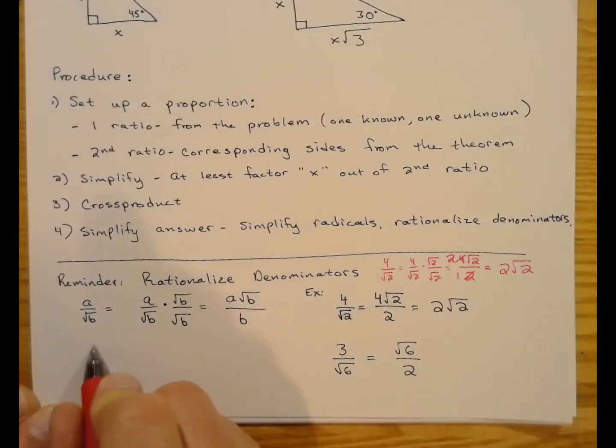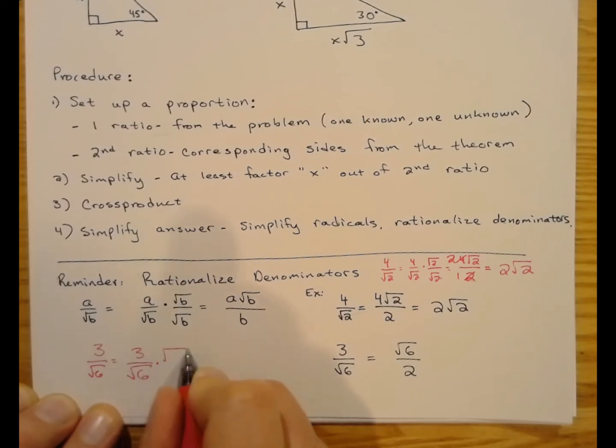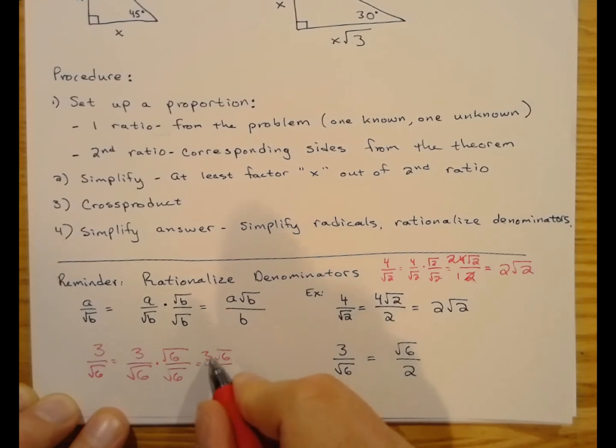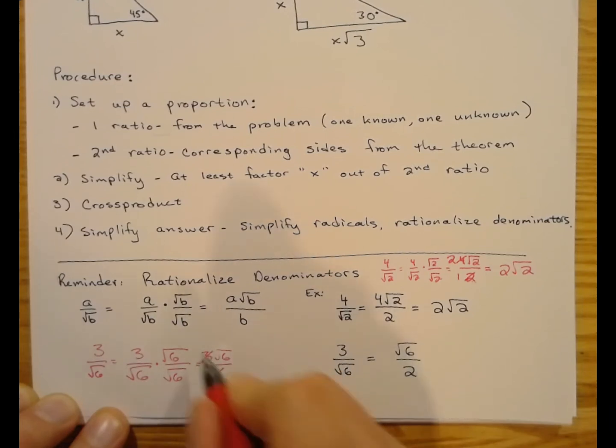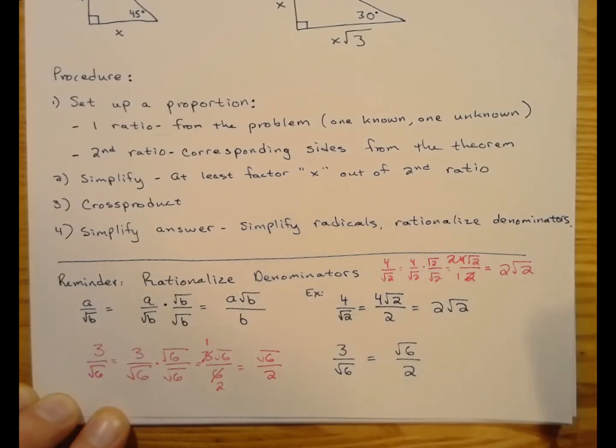If I had 3 divided by root 6, just to rationalize the denominator, we'd multiply that by root 6 over root 6. We get 3 root 6 over the whole number 6, and now the whole number 3 can be factored out of numerator and denominator, root 6 over 2.